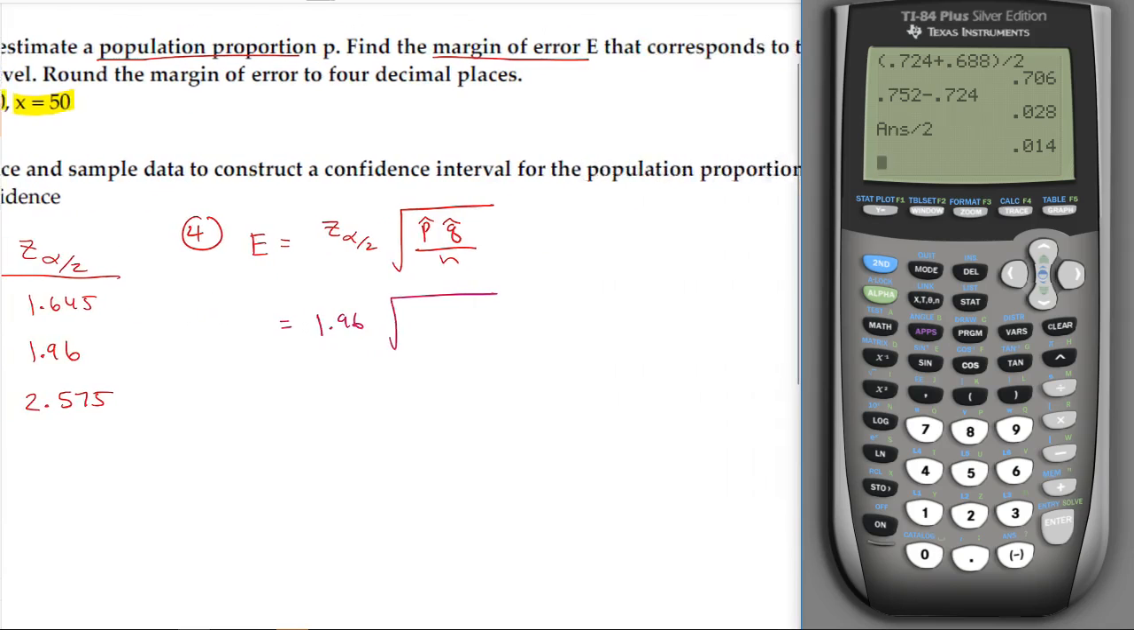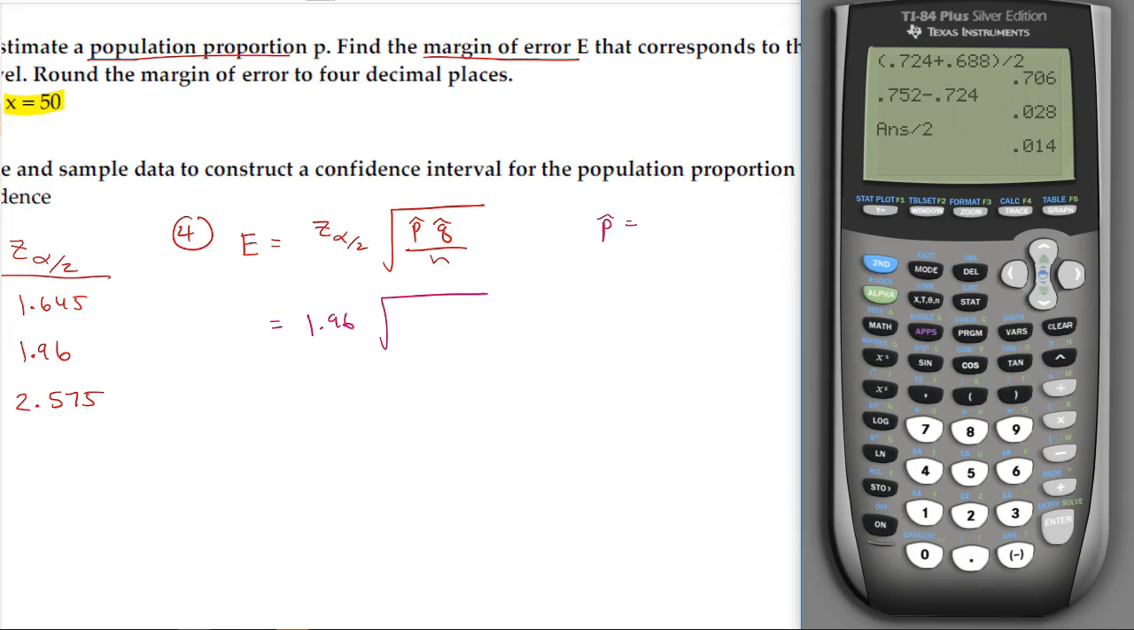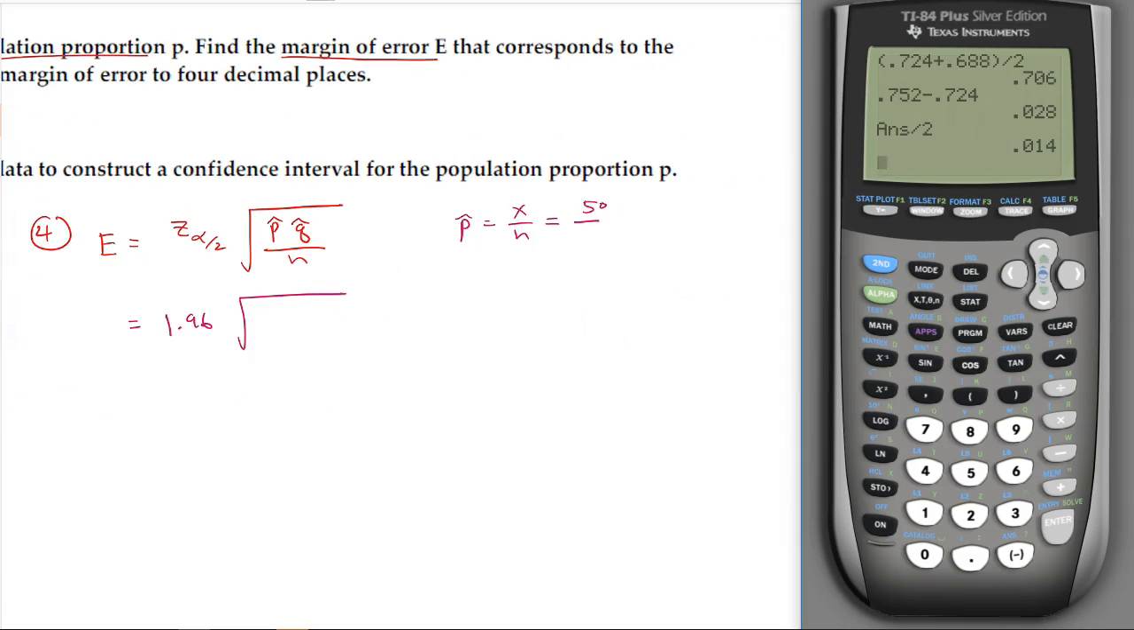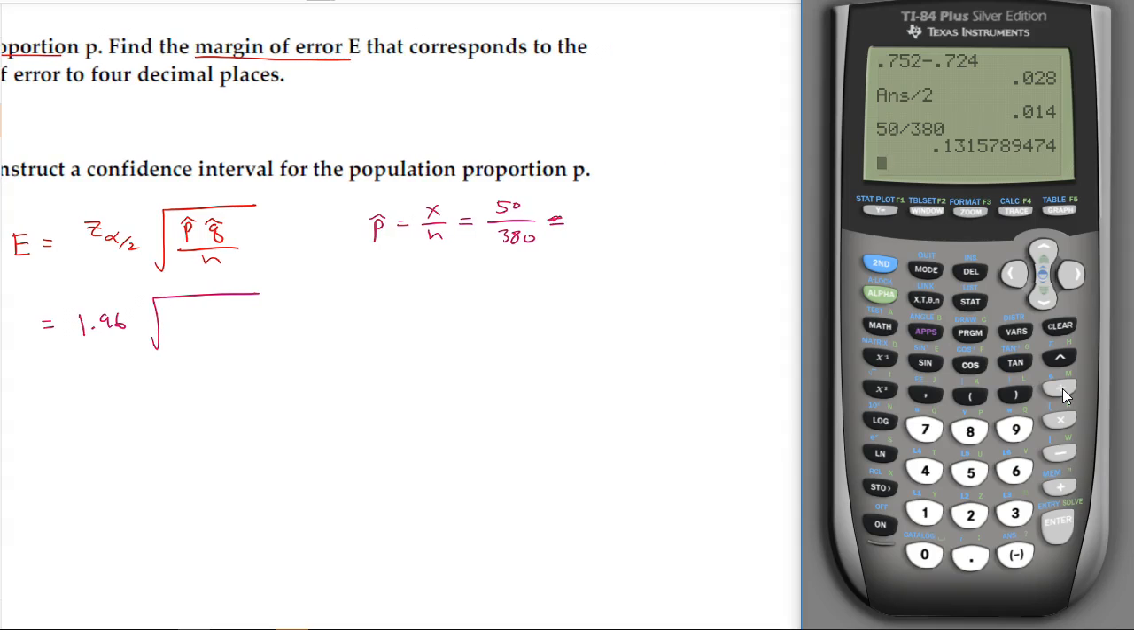P hat, we are not given p hat, but we can easily figure out what p hat is. P hat is x over n. So in this case, 50 over 380. All right, so let me just evaluate that real fast. So that's 50 divided by 380. And let's round this to 4 decimal places as well. So this is approximately 0.1316.